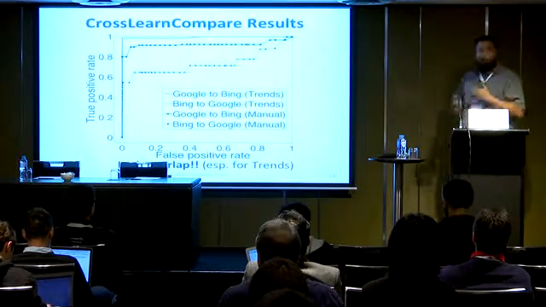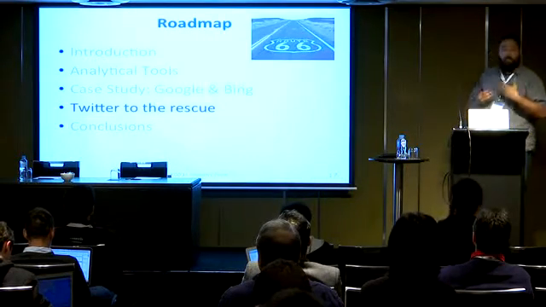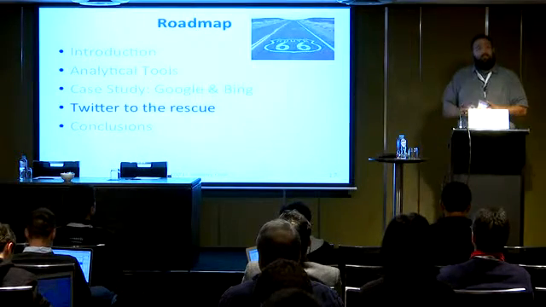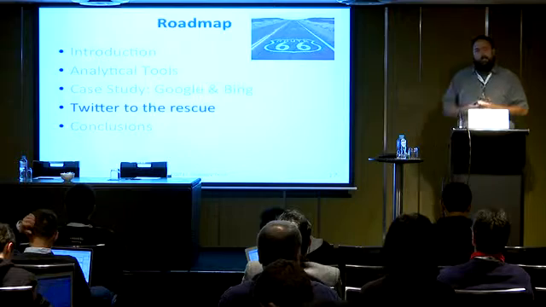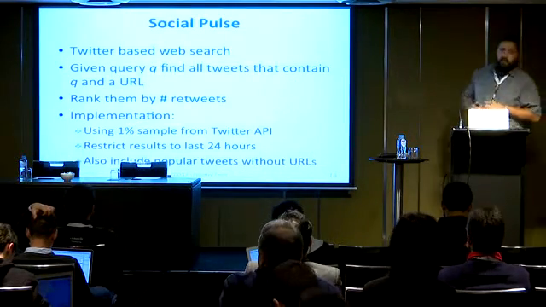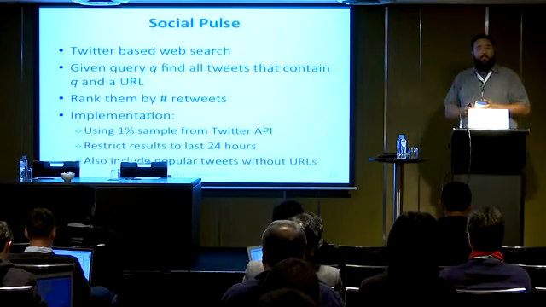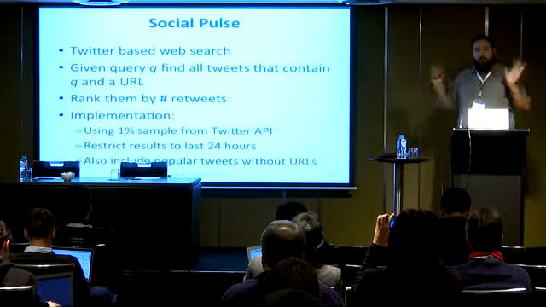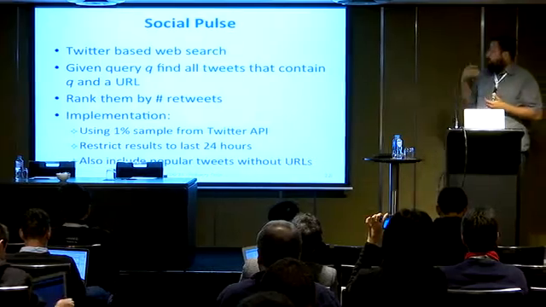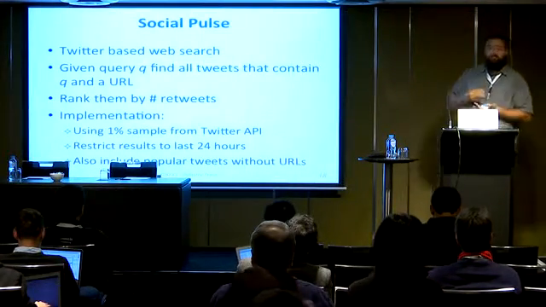And so given all this overlap, a natural question arises. What can we do to alleviate that? What can we do to give people a more diverse source of information? An idea is, what if we use social media? Here we define what we call Social Pulse, which is a very, very simple Twitter-based web search engine. And disclaimer, we're not trying to make the best Twitter search engine possible. We're just trying to see whether simple social signals can actually help web search results.